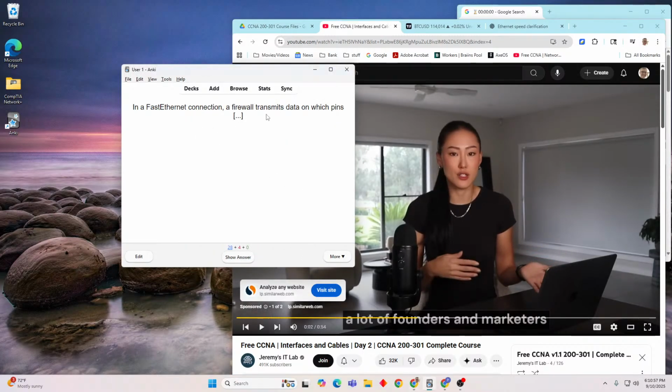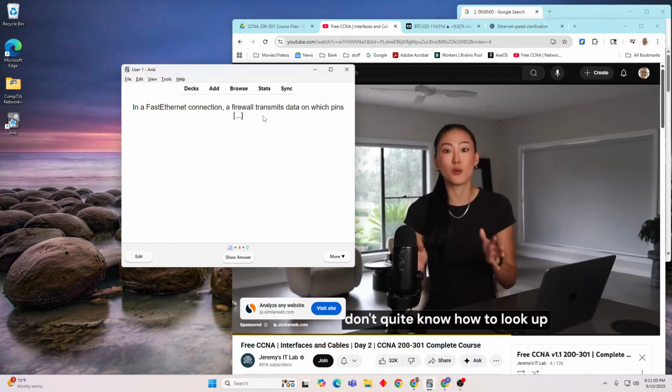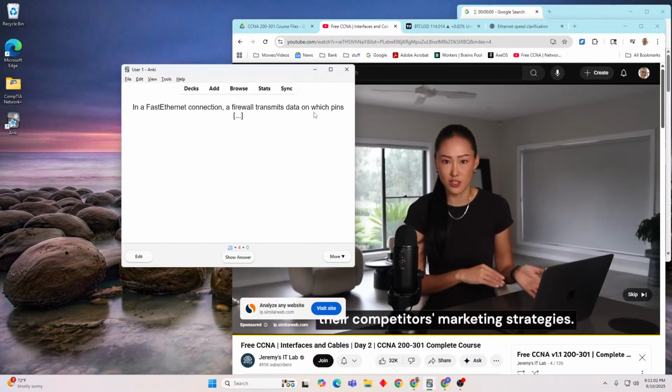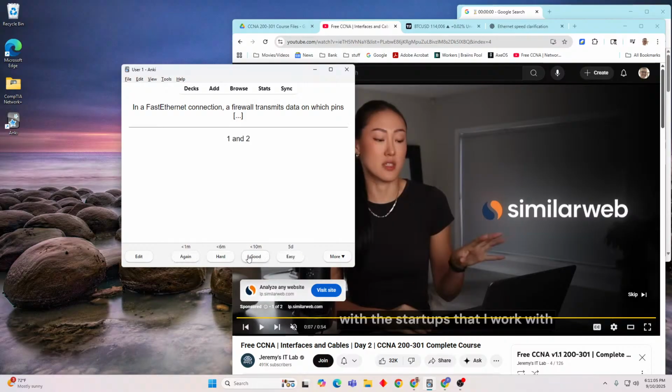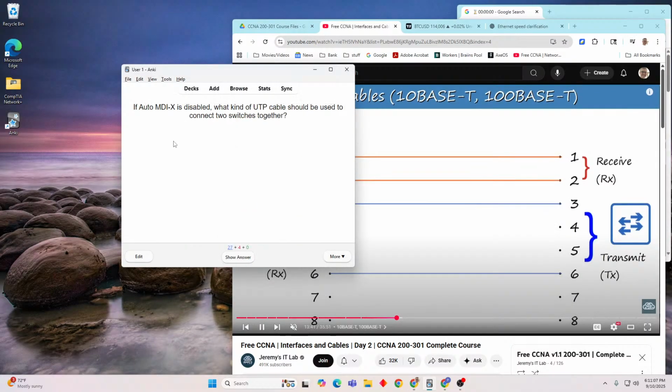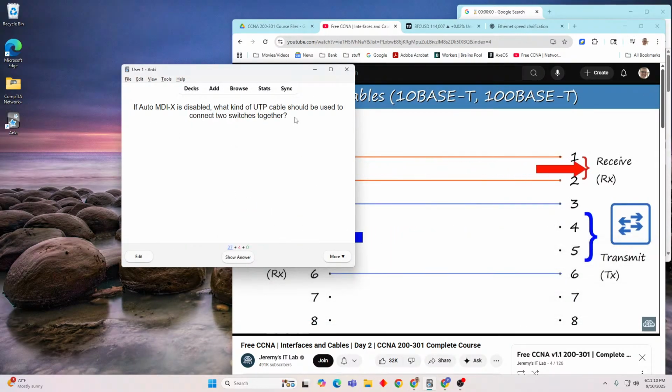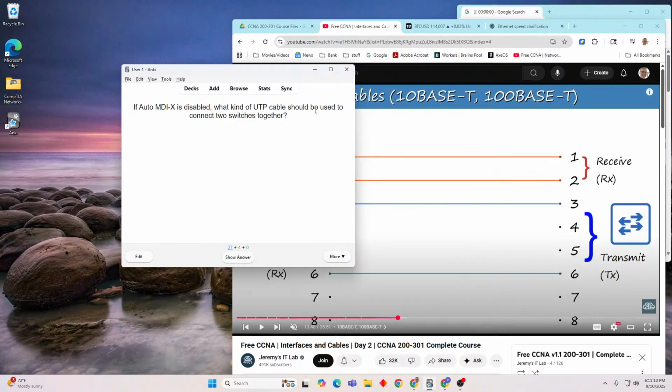In a fast Ethernet connection, a firewall transmits data on which pins? 1 and 2. If auto MDX is enabled, what type of crossover? Network speeds are measured in blank per second, megabits per second. If auto MDX is disabled, what kind of UTP cable should be used to connect a PC and a switch? A PC and a switch? Just a normal cable, a straight through.